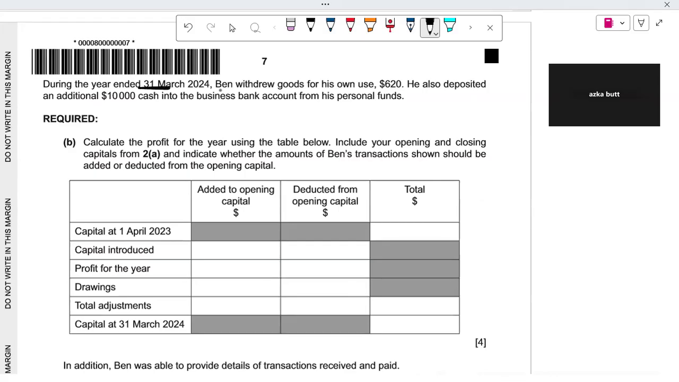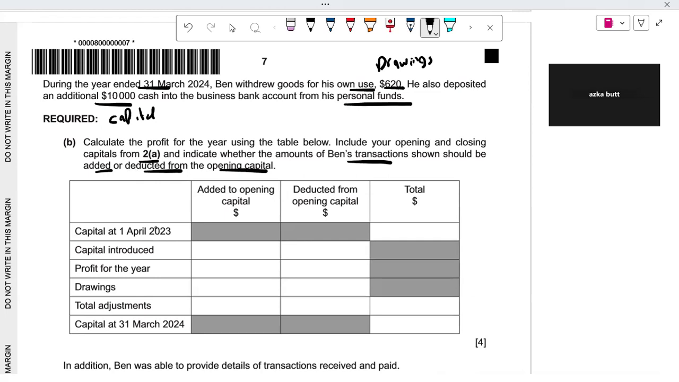During the year ended 31st March 2024, Ben withdrew goods for his own use, which is $620. These are the drawings. He also deposited an additional $10,000 cash into the business bank account from his personal funds, and this is the capital. Okay. Calculate the profit for the year using the table below. Include your opening and closing capital from question number 2, which we just calculated, and indicate whether the amounts of Ben's transactions should be added or deducted from the opening capital.